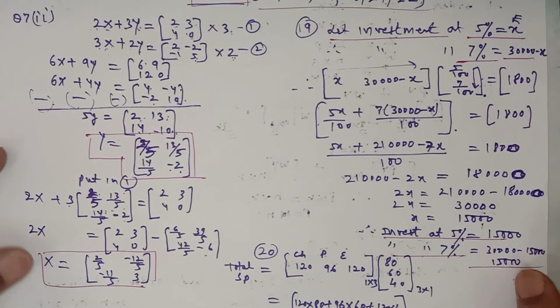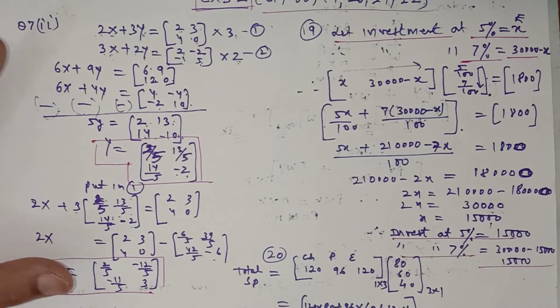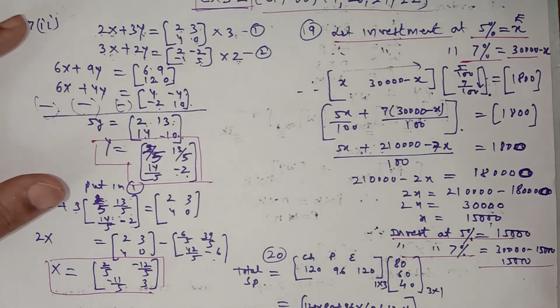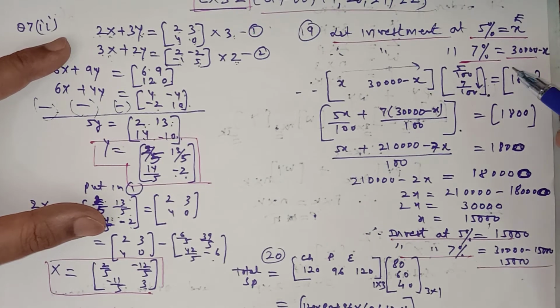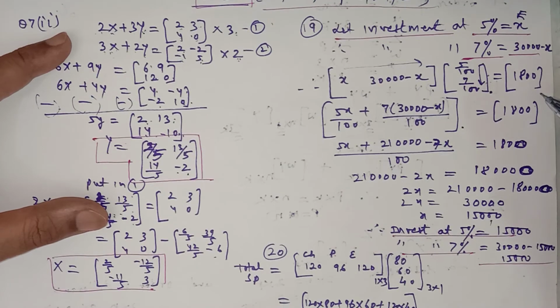Now in question number 19, we have to invest 30,000 in two types of bond. There is an interest of 5% on the first bond, and an interest of 7% on the second bond. How much do you have to invest in each so that the interest we obtain is 1,800 in the first case and 2,000 in the second case?